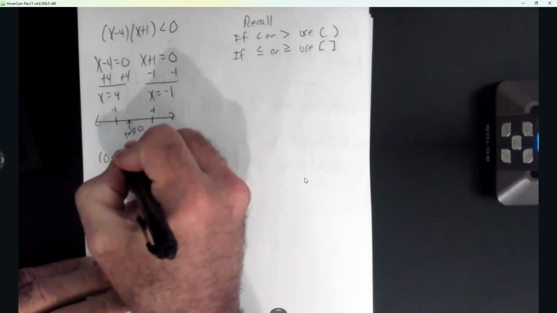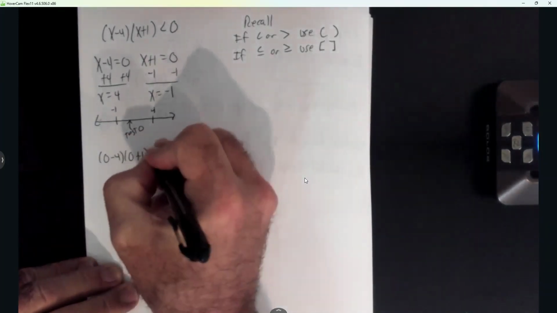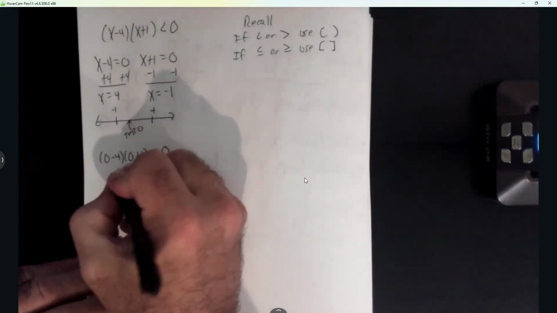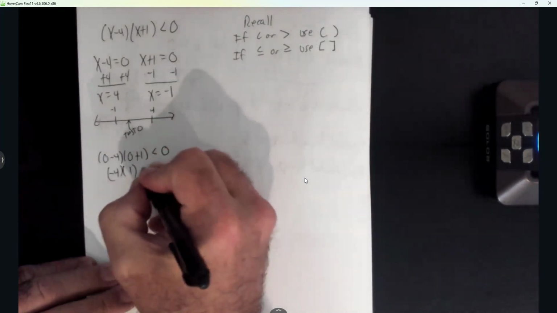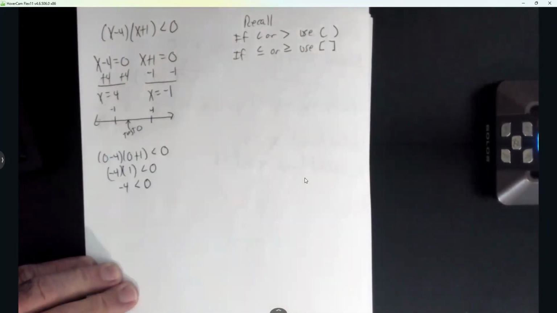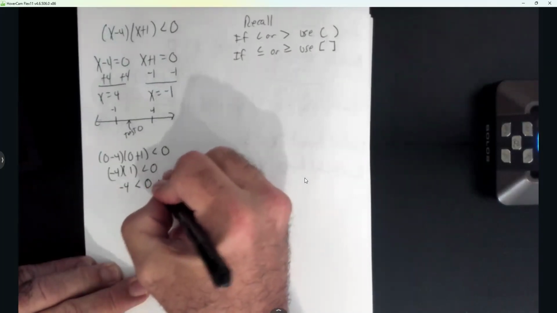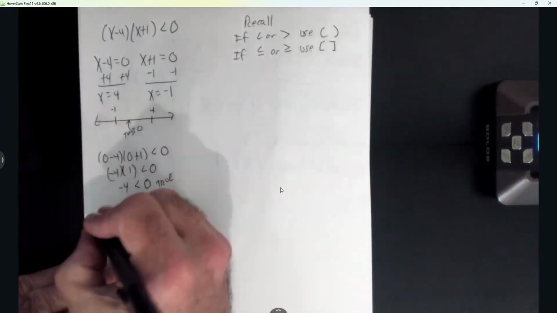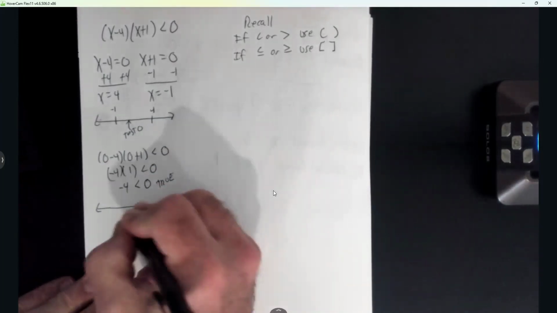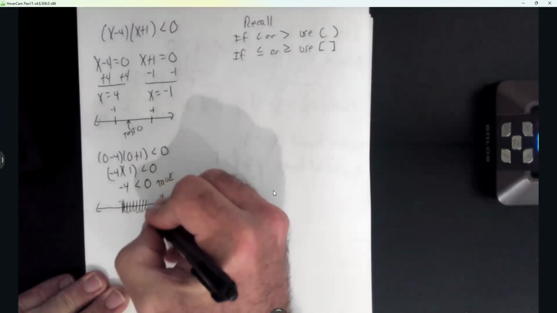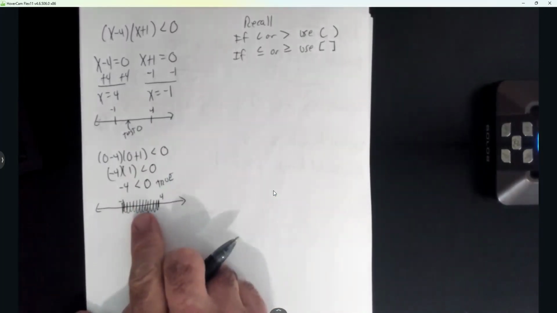0 minus 4 times 0 plus 1 has to be less than 0. Well, this gives me -4 times 1 less than 0. So -4 less than 0. That is definitely true. So since that's true, I would shade my number line right in the middle. I would shade it in between since it's true for where the 0 was at.